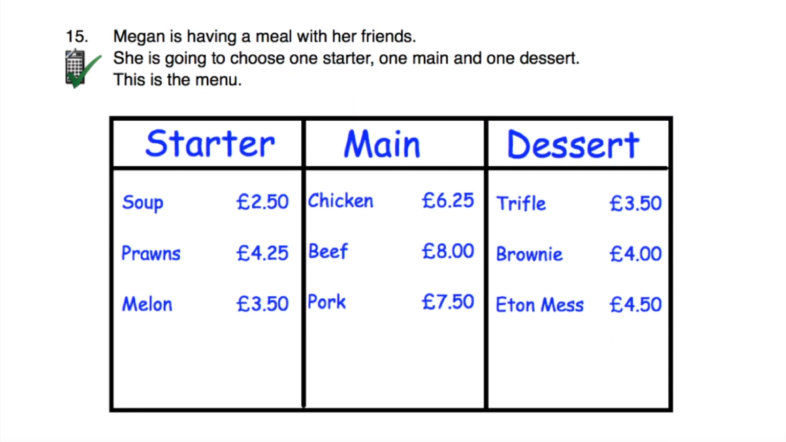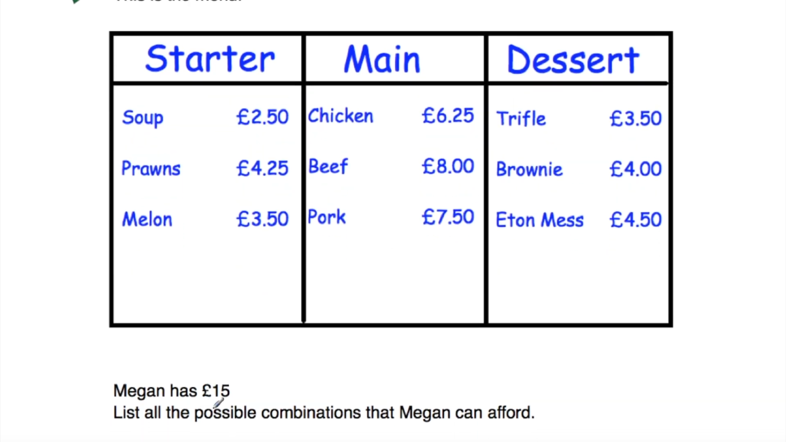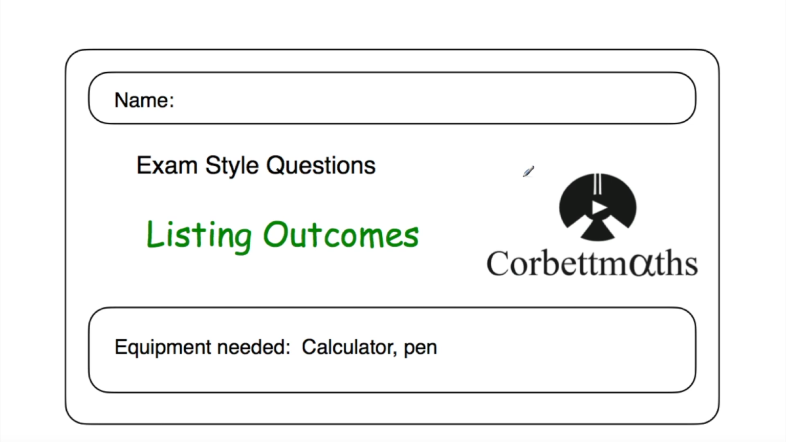Okay, let's look at our next question, question number 15. Question number 15 says, Megan is going to have a meal with her friends, and she's going to choose 1 starter, 1 main, and 1 dessert. And this is the menu, and it's got the prices as well. And then if we scroll down, Megan's got £15, and we've been asked to list all the possible combinations that Megan can afford.